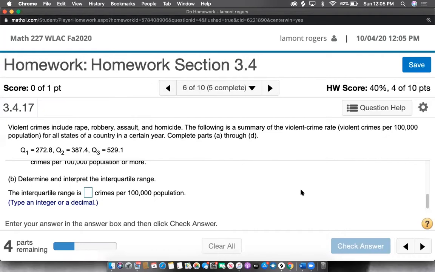Determine and interpret the interquartile range. This is what I had a problem with. I don't know how to find it. It's confusing, so I need help with this. The interquartile range is simply Q3 minus Q1. That's all you've got to do. Just take those numbers and subtract. Wow, that's it.